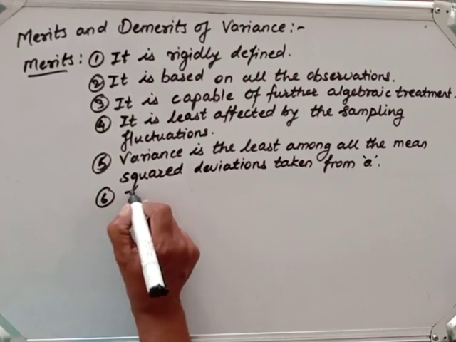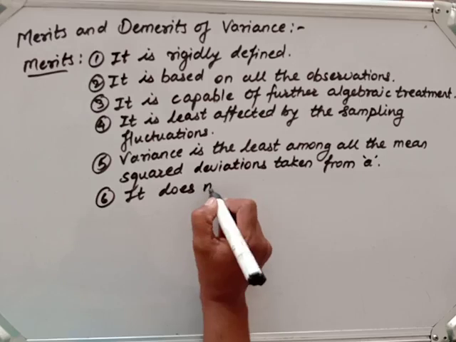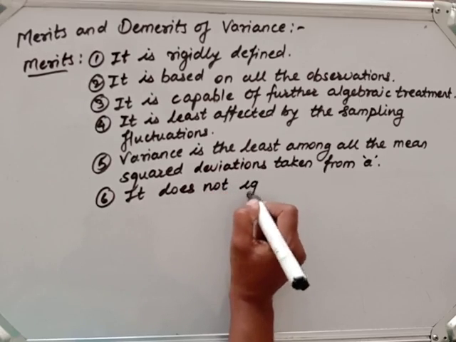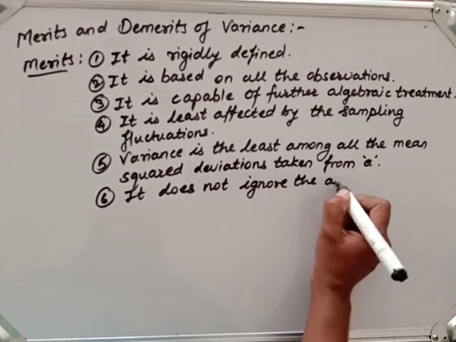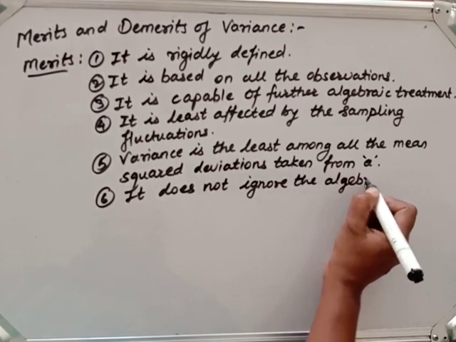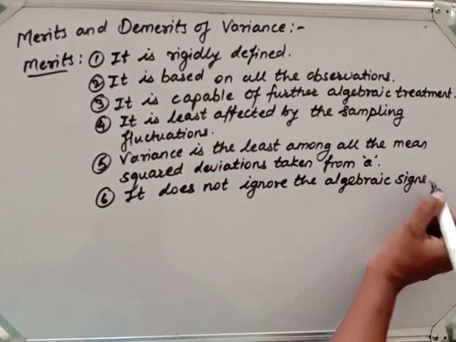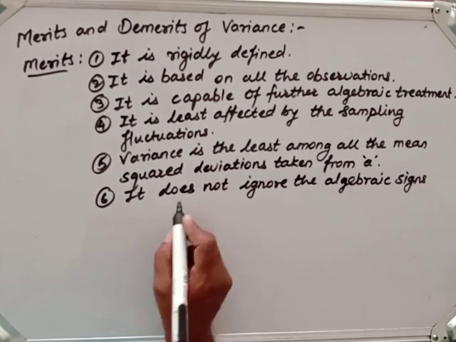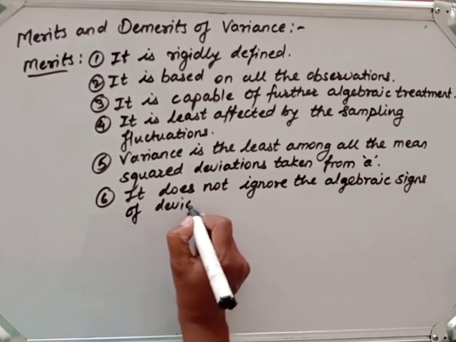Now next, it does not ignore the algebraic sign of deviation. We are taking squares here, so it doesn't affect the deviation. So it does not ignore the algebraic signs of deviations.